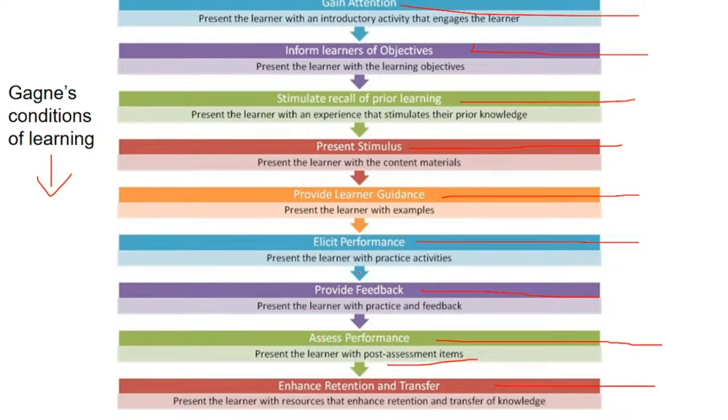Eliciting the performance means presenting the performance to the learners with the help of practical or practice activities. Providing guidance to the learners with the help of examples. Presenting the stimulus means presenting the learner with the content materials. Stimulating the performance by recalling prior knowledge, and informing them what the objectives are, and then gaining the attention of the learner to engage them in the teaching-learning process. Once there was a question about which are not a part of the 9 stages, or which are a part of the stages.